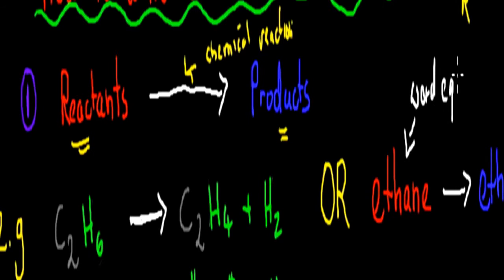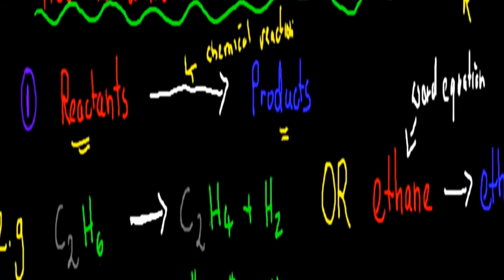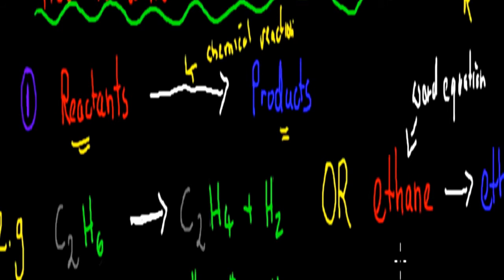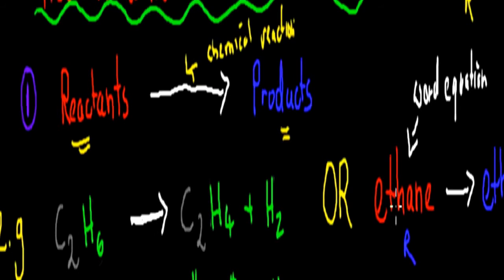In a word equation, all you have to do is write down the names of the chemical substances for the reactants and the names of the chemical substances that take part as a product. So ethane, that's our reactant, R for reactant, and ethene and hydrogen, that's our product. So that's just a word equation, simply writing down the names of the substances.